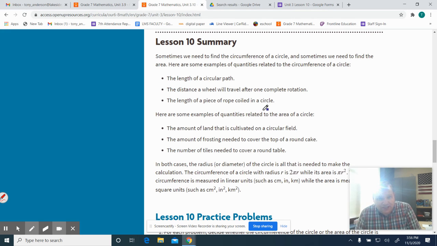You're going to be having a test real soon. You need to know the definitions for circumference, and you need to know the definition of area as well as the formulas for both. For circumference, circumference is equal to pi times diameter. For area, it's equal to pi times radius, or pi times radius squared. You're going to need to be responsible for knowing when you use which.